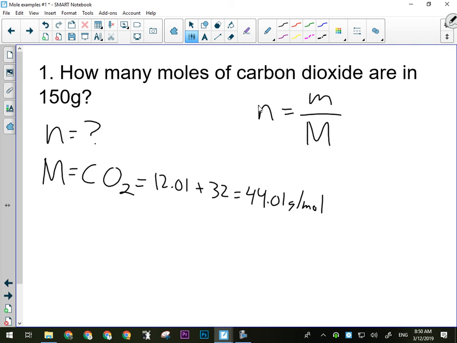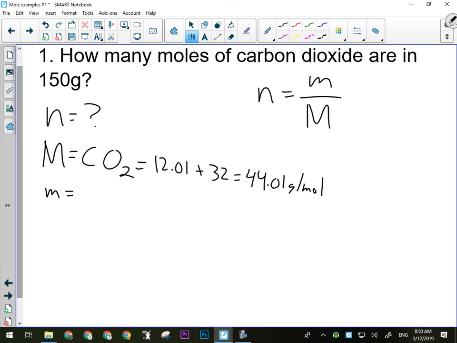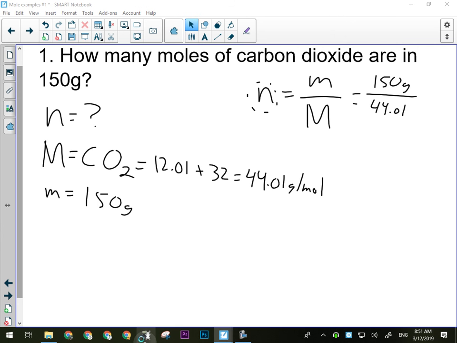Okay. They also tell us in the question that we are dealing with 150 grams of the carbon dioxide. So from here, we want to solve for N, which means we don't need to manipulate the formula at all. It's already set up to solve for N. All we have to do is take our 150 grams and divide it by the molar mass, 44.01, and we will have our number of moles.